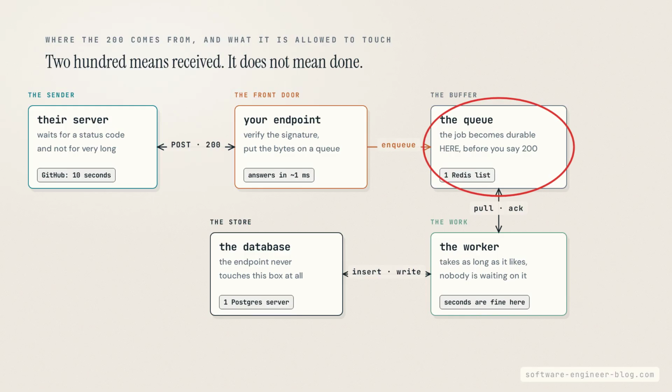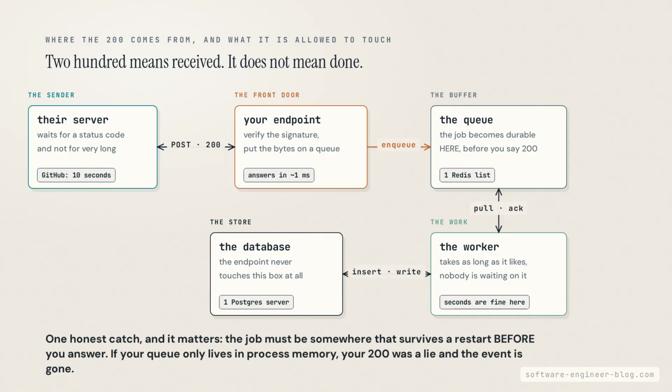There is one honest catch here, and it matters. The job has to be somewhere that survives a restart before you answer 200. If your queue only lives in your process memory, then your 200 was a lie. They will never send that event again, and it is gone.